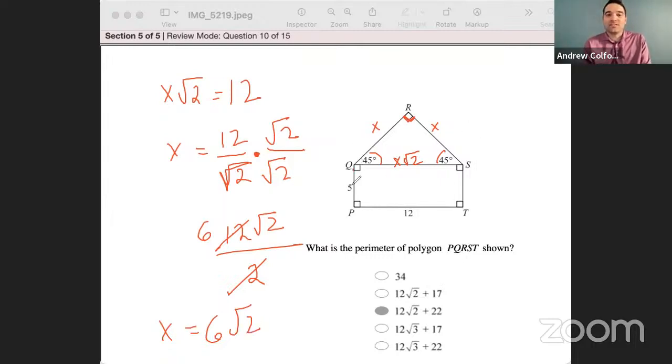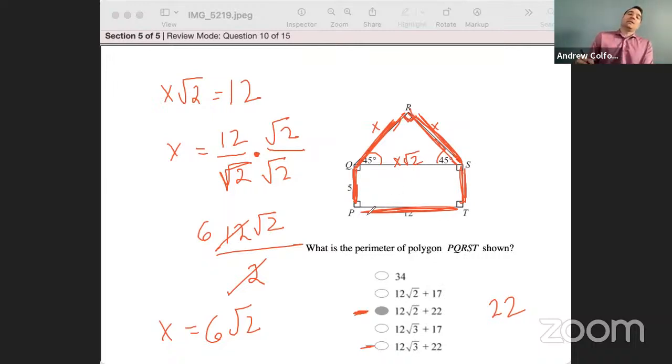Now, this is a distance of 5. This is a distance of 12. This is a distance of 5. So right there, I have 22. Given that x is, I'll call it, kind of a freakish number, I'm probably looking at C or E, right? I mean, the only way for this not to happen is if somehow magically these two add up to an integer.